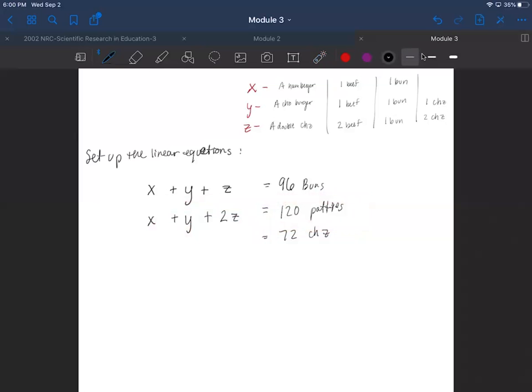Now let's do cheese. Notice for the hamburger, I don't need any cheese slices, so I'm going to put 0 to represent that. For a cheeseburger, I need at least one slice of cheese. For a double cheeseburger, I need 2 slices of cheese. So now I have 3 linear equations, and I've set up my system of linear equations.